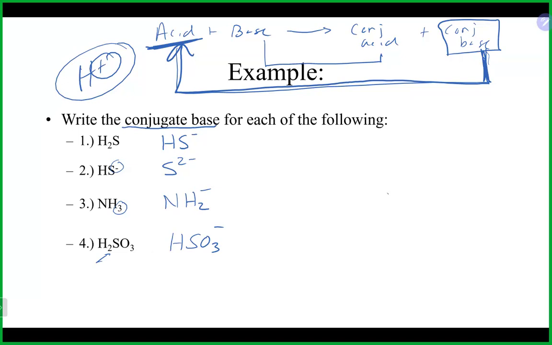So why don't you try this guy here, a little HCO3 minus. Why don't you write the conjugate acid? And why don't you also, starting with it, write the conjugate base?